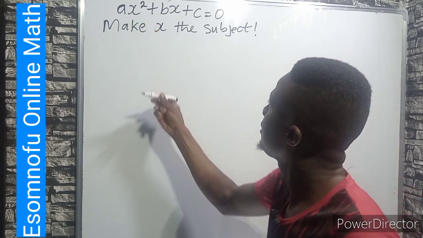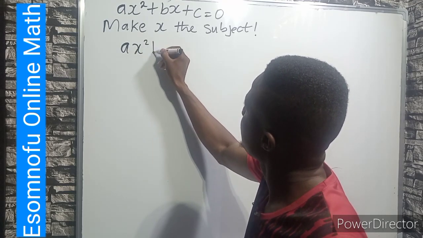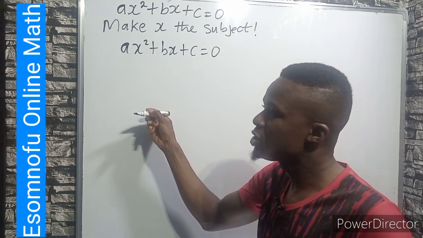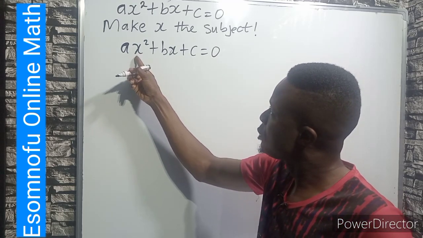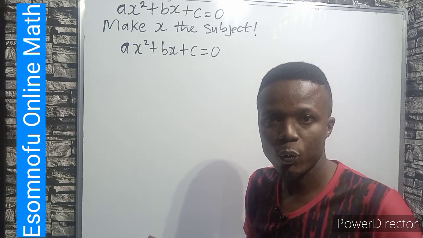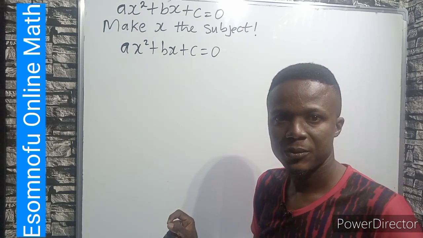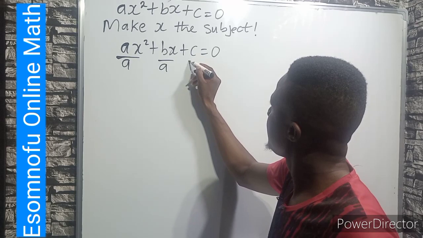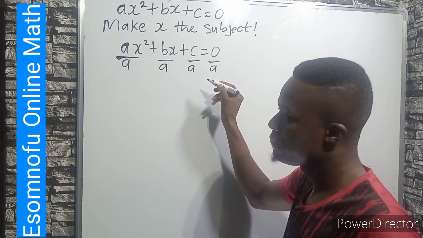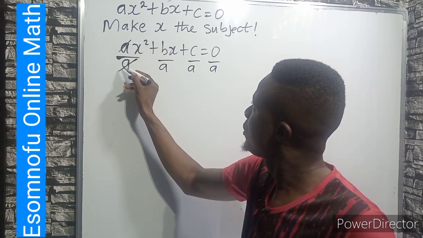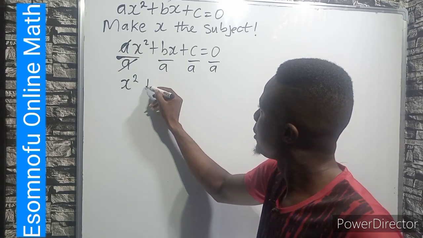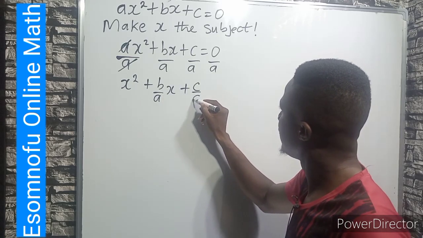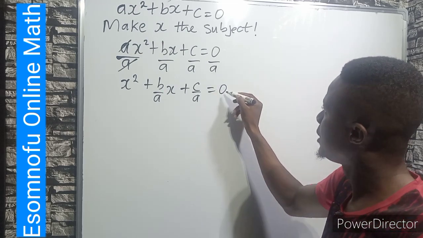Now, having ax squared plus bx plus c is equal to 0, the first thing to do here is to divide both sides by a, which is the coefficient of x squared, so that x squared stays alone. We want the coefficient of x squared to be unity. So we divide everything by a, the coefficient of x squared. We cancel a, and we are left with x squared plus b over a x plus c over a equal to 0, because 0 over a is still 0.